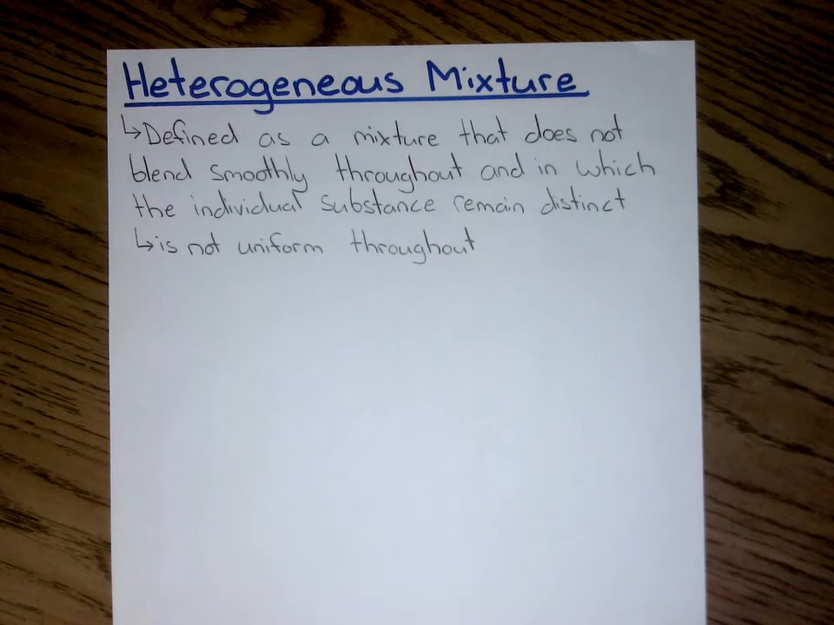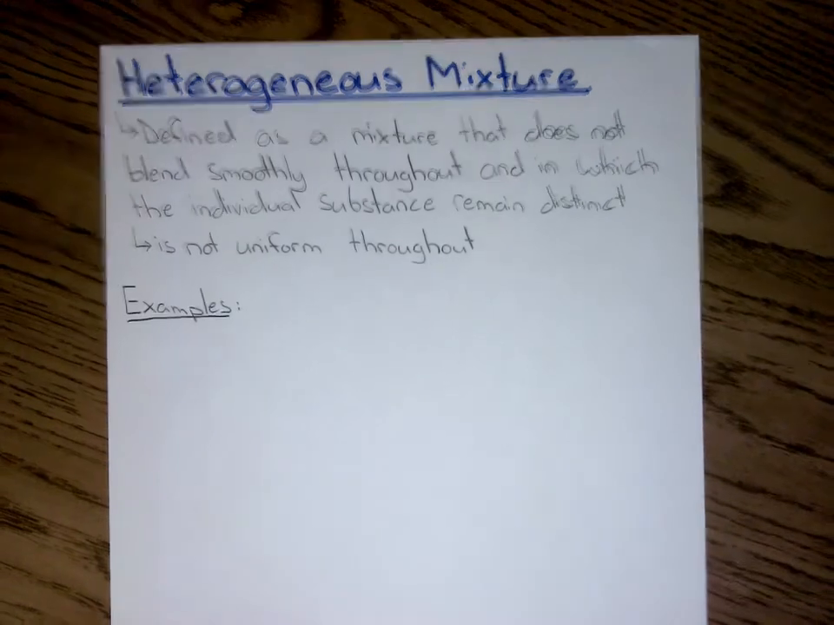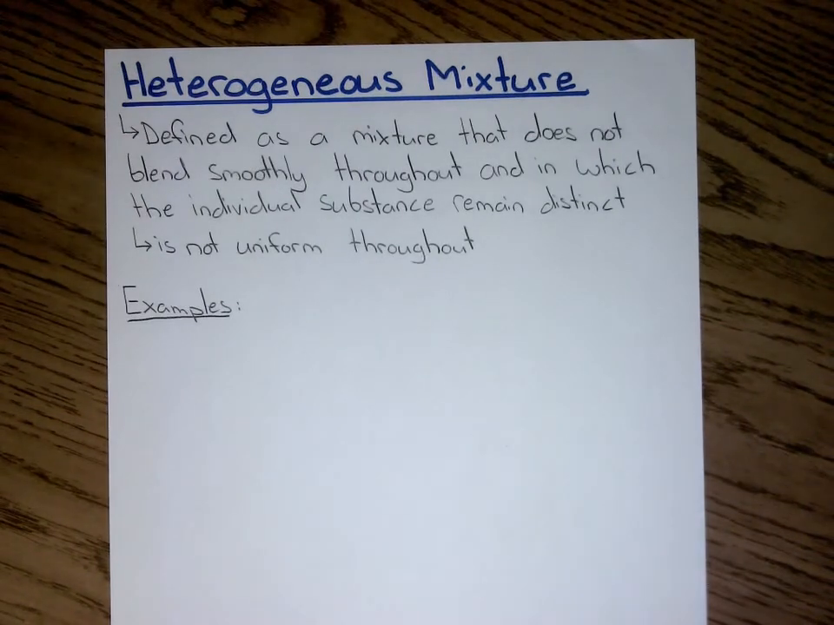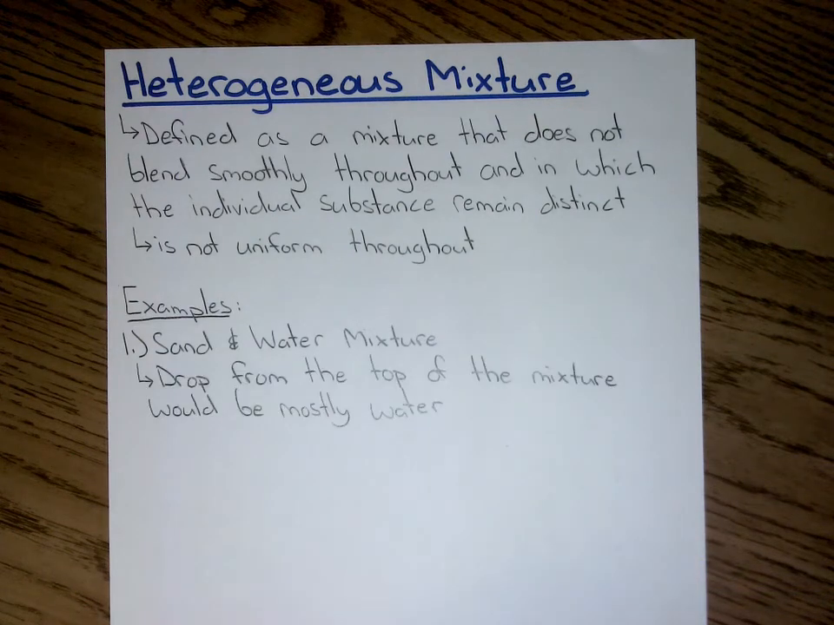Again, the best way to see heterogeneous mixtures is through some examples. Our first example would be a sand and water mixture. To show you that it's not uniform throughout, if we take a drop from the top of the mixture, it would be mostly water. And if we took a drop from the bottom of the mixture, it would mainly contain the sand.